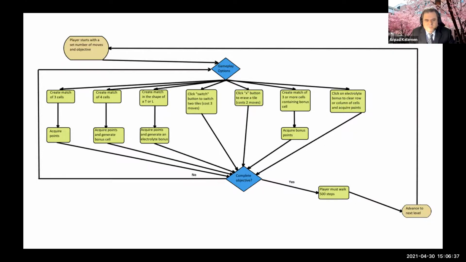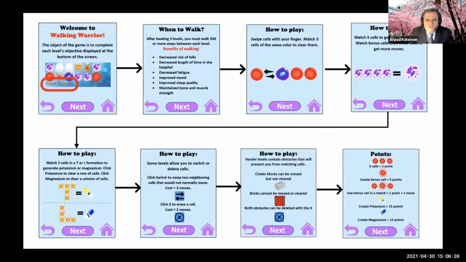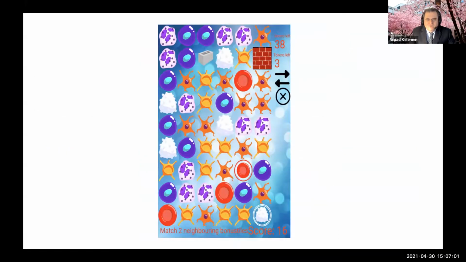Next slide, please. These are the instructions which explain to the players what the rules are, what the tiles look like and what they mean, and how the scoring happens. Basically, we just try to make it as brief as possible and still get the message through. And this is available in the main menu. Next slide, please. And this is how the game itself looks.